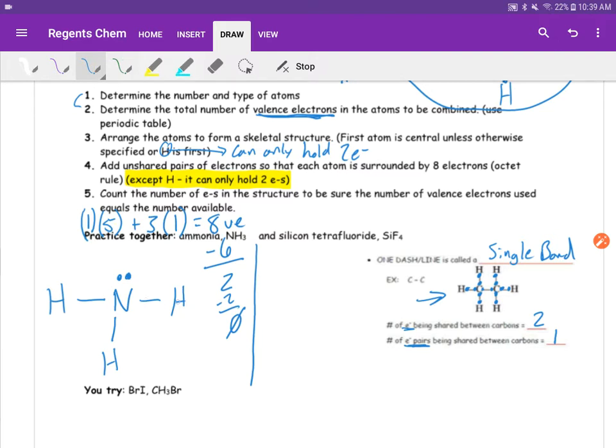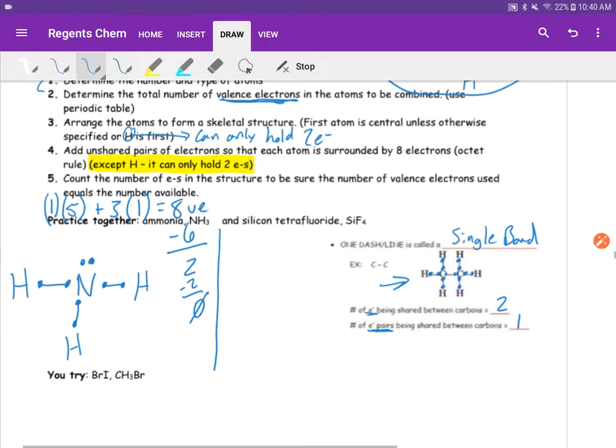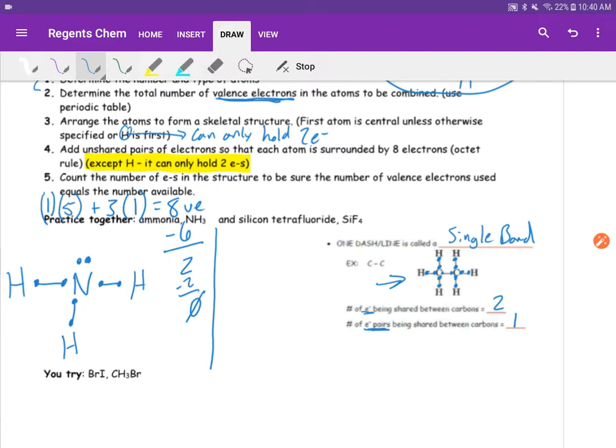How many do I have? Hydrogen has 1, 2. Remember, there's 1 here, 2 there. So hydrogen has 2. This hydrogen has 2 as well. And same as this. Nitrogen has 1, 2, 3, 4, 5, 6, 7, 8. Look at that. There's my structure for ammonia. All right, let's do one more together, and then you guys can practice the last 2 on your own.